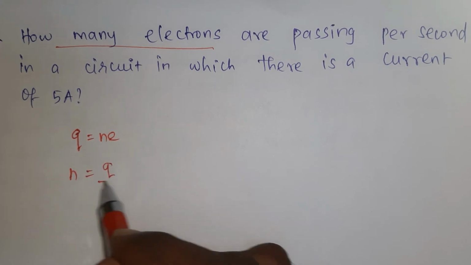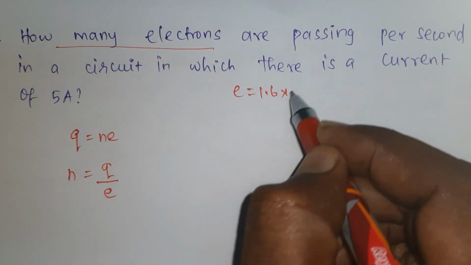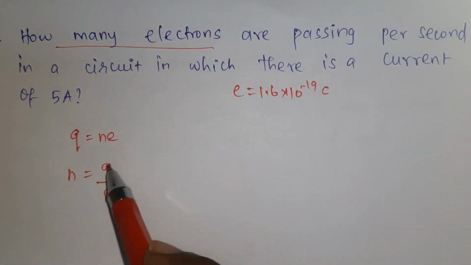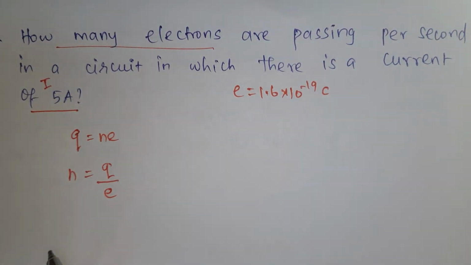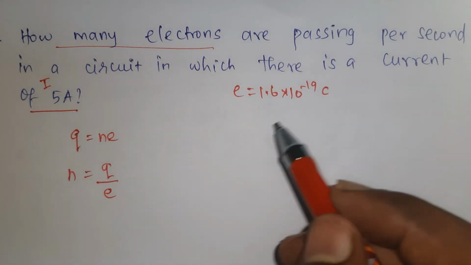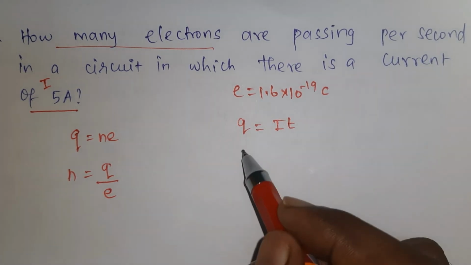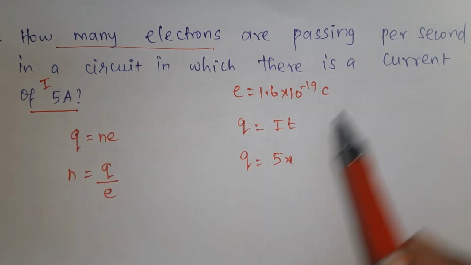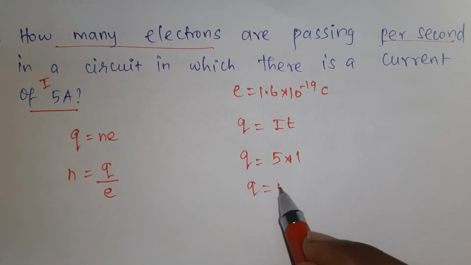So N is Q by e. Now the charge of an electron, you already know, is 1.6 into 10 power minus 19 coulomb. This is a constant value, we should know this. Then Q. We need Q, but in the question they have given I. So how will you find it? From the formula Q is equal to I T, we can find the charge. So Q is equal to I, which is 5, times time, here 1 second, since the question says per second. So T is equal to 1 second, and Q is equal to 5.